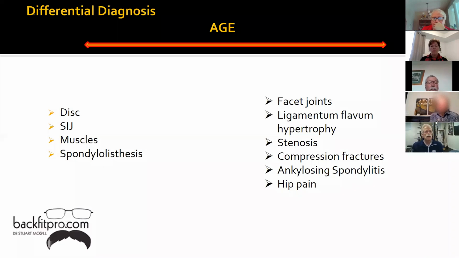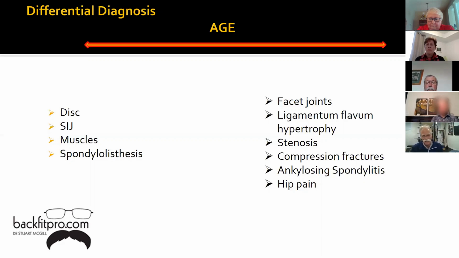So when we look on the left-hand side in terms of differential diagnosis, when you're younger, the pain patterns are dominated by the disc, sacroiliac joints, muscles, and those kinds of things. But as you get older, you're much more likely to have several elements that are more involved in pain. That the facet joints are much more likely to be involved in pain.